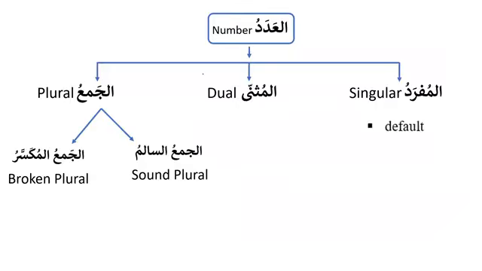Now, al-adadu, we have learned about the 4 properties of the noun, and we have learned that the number can be singular, it is default singular. Then we can have a number which is al-muthanna, which is dual. And then we have the number which is al-jam'u, which is plural.